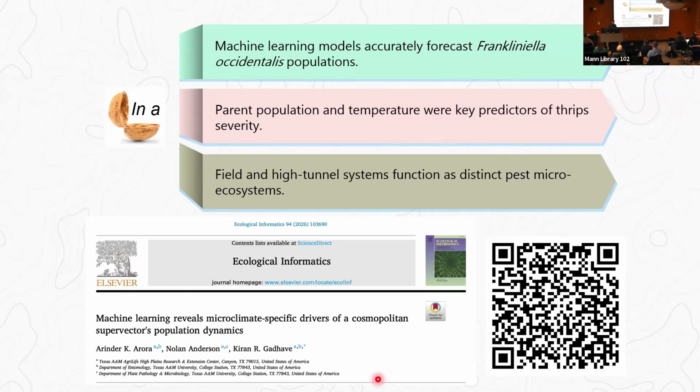So long story short, machine learning is able to accurately forecast 88% of thrips populations. Parent populations and temperature were the key predictors of severity, but there are also some micro variations within that. And what this tells us is that the field and high tunnel systems function as distinct pest microecosystems. And this is a very cool paper we recently published in Ecological Informatics.